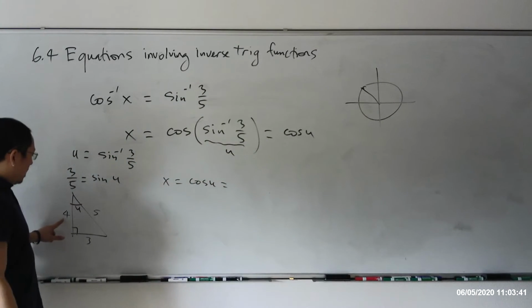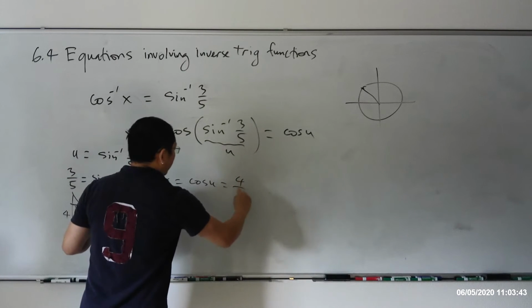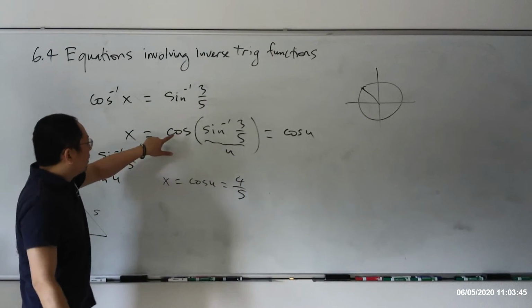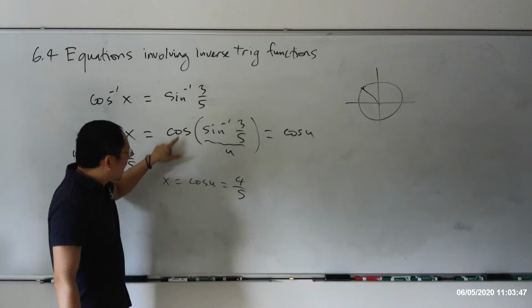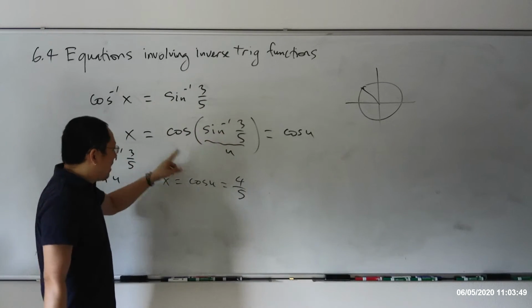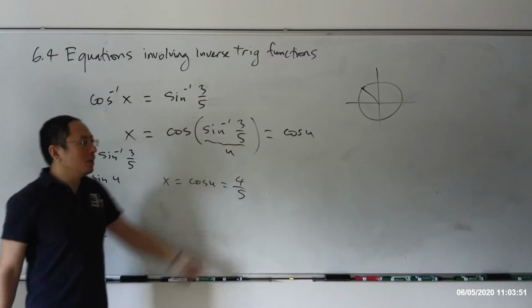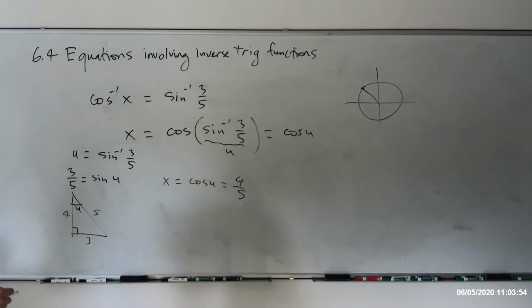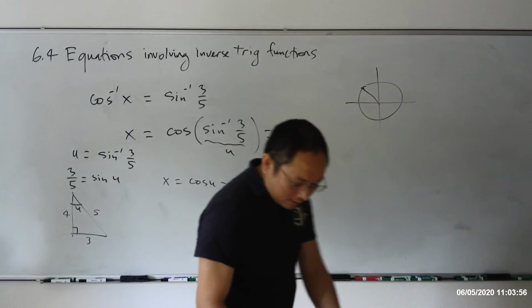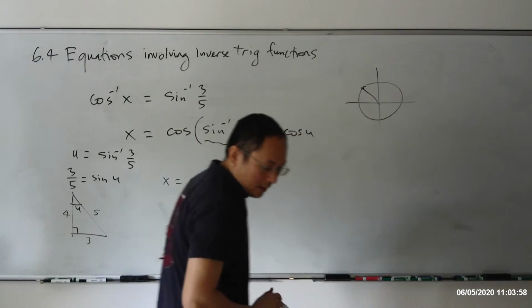Cosine is adjacent over hypotenuse, so 4 over 5. See? Even though cosine of inverse cosine of sine over 3 over 5 is the same answer as 4 over 5, this answer is much easier, much better. Okay? Let's try another one. Section one, number 37.